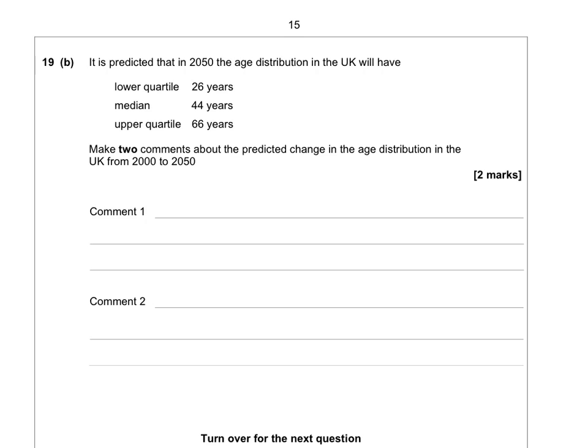19 Part B. It is predicted that in 2050 the age distribution in the UK will have lower quartile 26, median 44, upper quartile 66. Make 2 comments about the predicted change in the age distribution in the UK from 2000 to 2050. The key things are we need to compare the median and the interquartile range. The interquartile range for 2050 is 66 minus 26, which is a predicted interquartile range of 40.